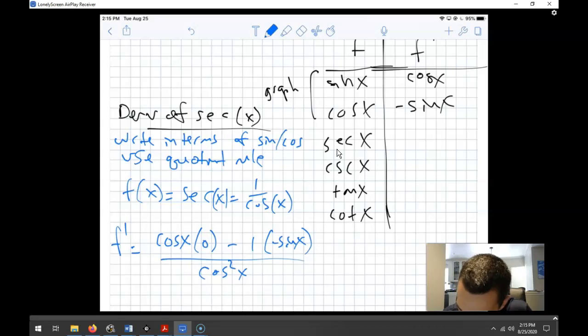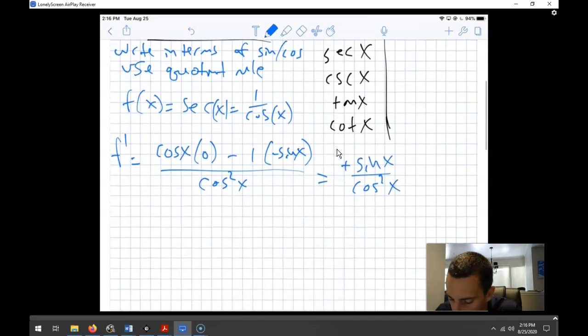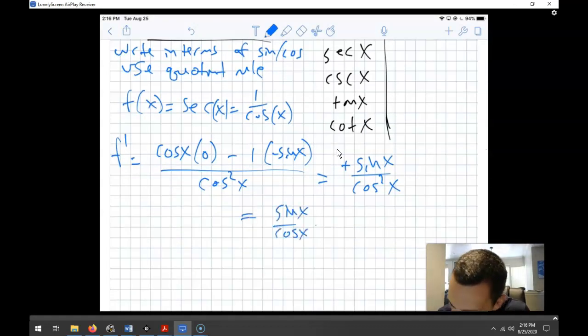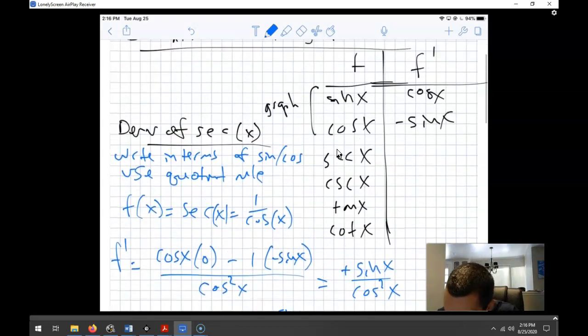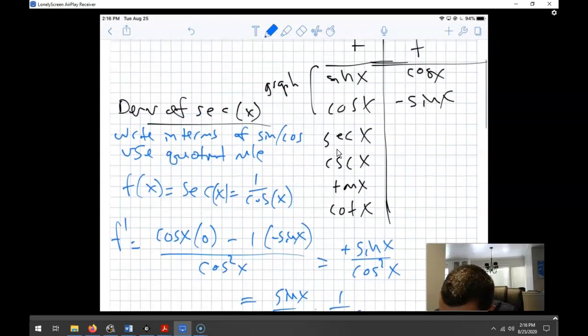Away we go. What I'm going to get is negative, well, actually positive sine of x over cosine squared of x. Usually we try and write these as a product. So I'm going to split this up and write it as sine over cosine times 1 over cosine, which I can write as tangent x times secant x. Cool. So what that shows is the derivative of secant is tangent x times secant x. And that's usually the form we're going to use instead of the sine over cosine squared.